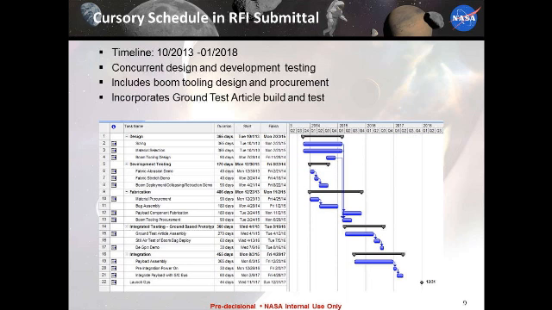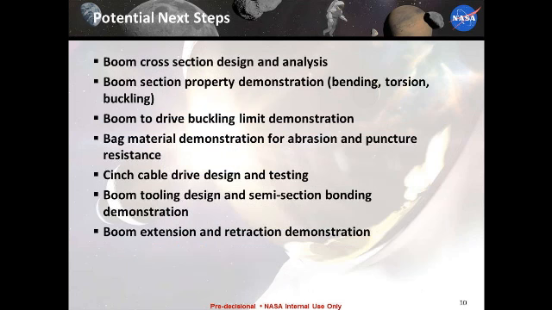So we would need to have tooling that can heat the composite without having to go into an autoclave. So it would be special tooling, and we've accommodated for that in the schedule. It also incorporates a ground test article build and test program. Potential next steps would be boom cross-section design and analysis, section property demonstration, and boom-to-drive buckling limit demonstration. That's where the boom deploys from the reel mechanism.